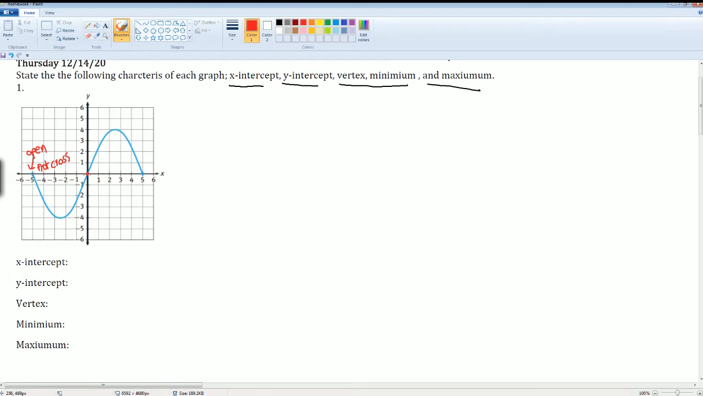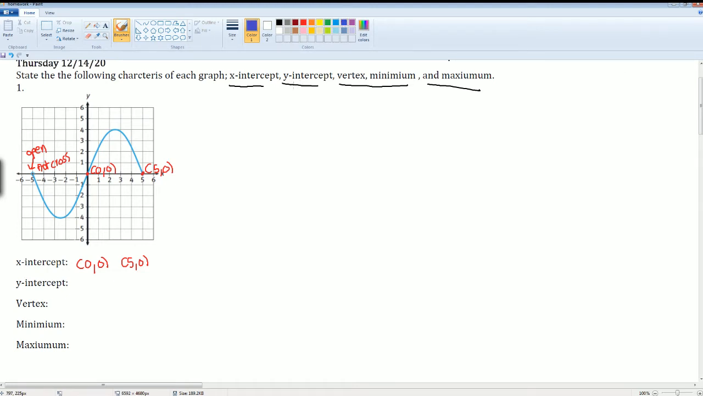What point is that? That looks like 0, 0. And where does it cross here? What is our x value? That is 5. What is our y value? 0. So we could say the x-intercept here is at 0, 0 and also 5, 0. These are your two locations in which this line crosses the x-axis. Okay?